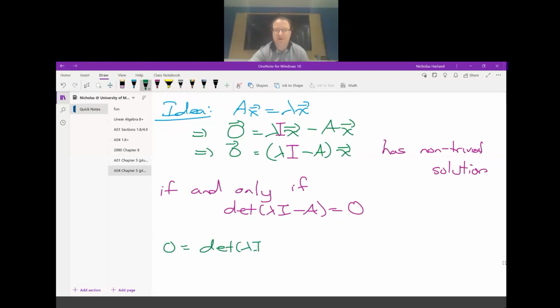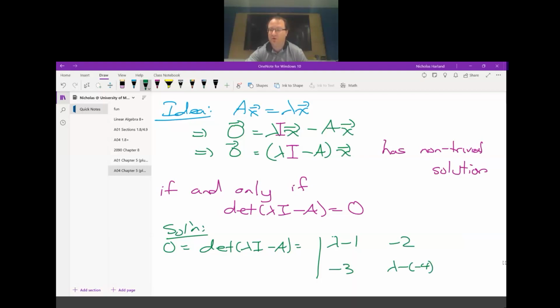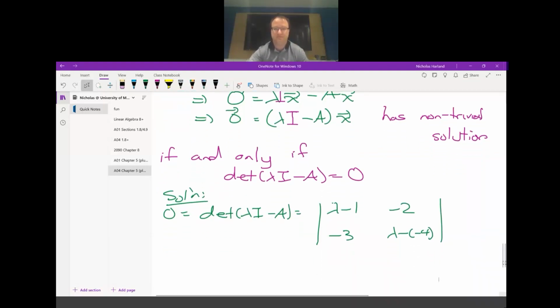All right, so lambda I minus A. So that's going to be the determinant. So our vertical bars, lambda minus 1. So that was the idea. Now we're actually solving it. Lambda minus 1, negative 2, negative 3, lambda minus negative 4. So that's lambda minus 1 times lambda plus 4. We're subtracting A. So lambda I is lambda 0, 0 lambda, minus 1, 2, 3, negative 4.